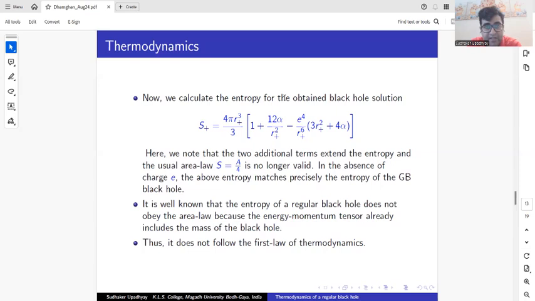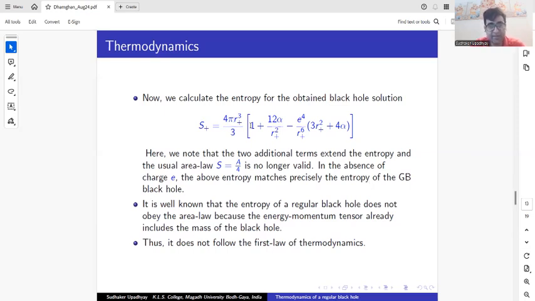Here you can see that this entropy does not follow the standard area law because there are two extra terms here, and this non-zero term. And you can see that in the absence of charge, this entropy will correspond to the entropy of the GB black hole.